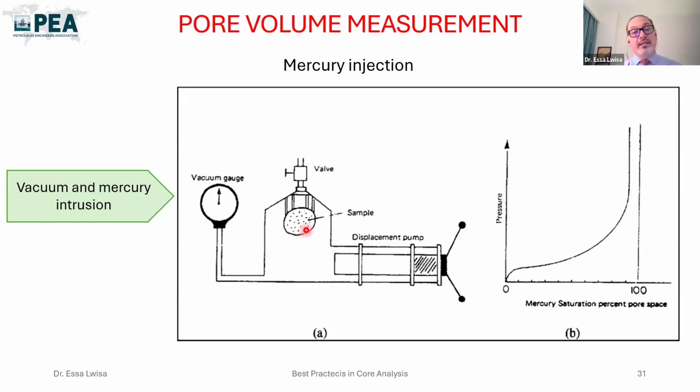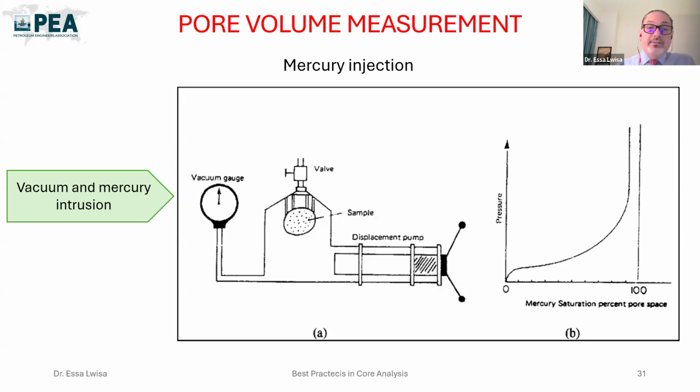You place your sample here. Here in this area, there is mercury, and this is the sample here. Then you pull vacuum for several hours, and then you inject mercury. You can read on the pump the volume of mercury injected into the pores, and by that you will obtain the pore volume. So now we know the pore volume, we know the bulk volume, we can get the porosity. That is done. Now we are done with porosity.